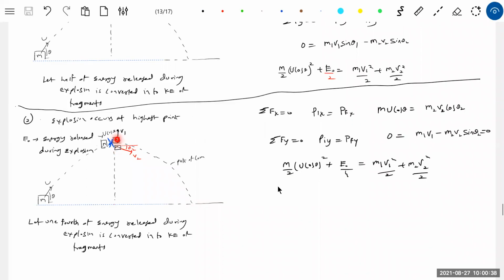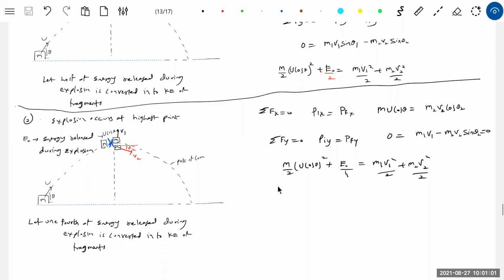It may happen that both the fragments after explosion will move horizontally also. The explosion need not occur always at the highest point. It may occur here also. I just gave one of the examples. Now this is very important: the energy released will be available as energy of the fragments here. I think conservation of momentum is very important.